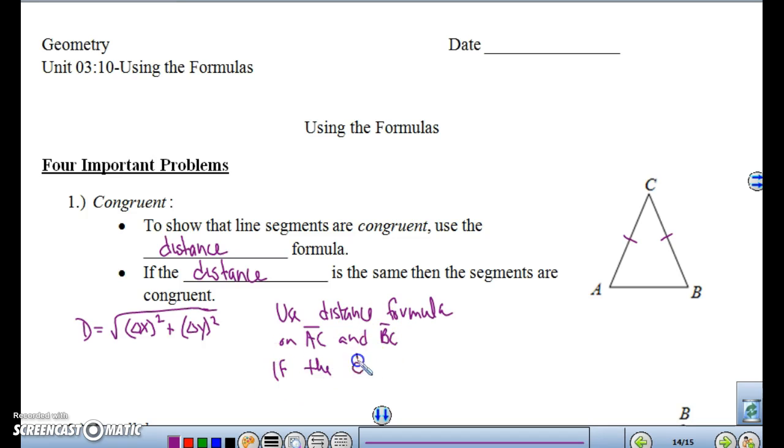If the distance is the same, we can say AC is congruent to BC. So use the distance formula. You'd have to know what the coordinates of A, B, and C are, find the distance of each one, and see if they're the same. If they're the same, we can say they are congruent.